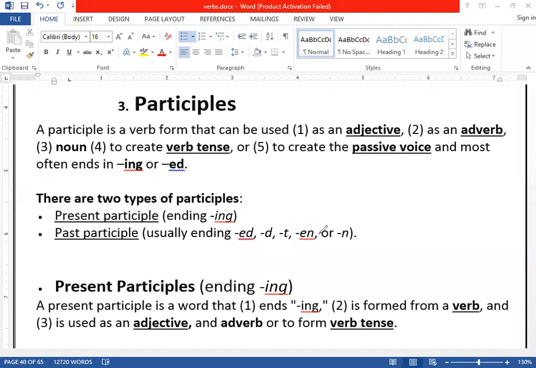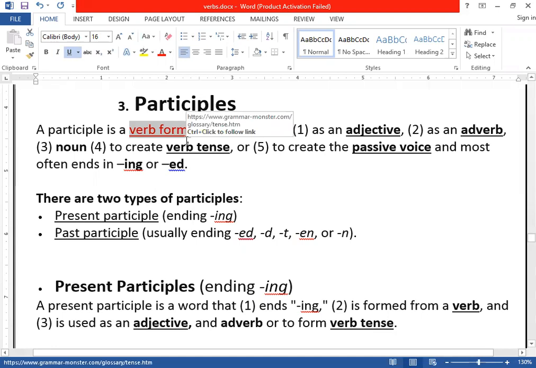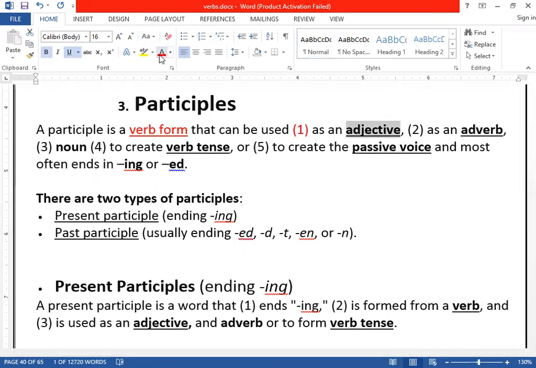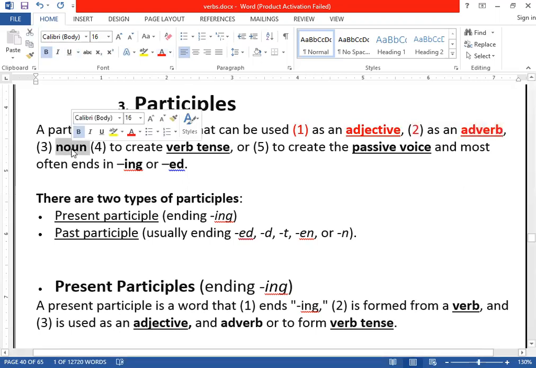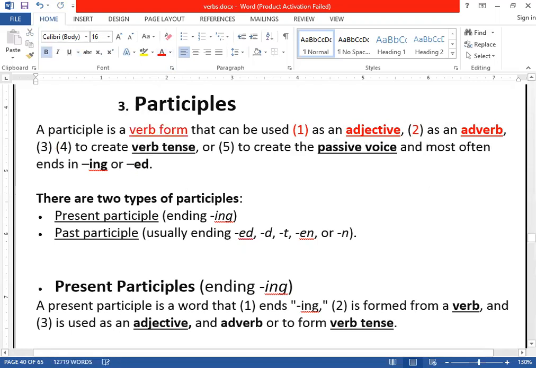Now, let's study about participles. A participle is a verb form. Participle itself is a verb, clear? It's because non-finite is a verb and participles are a type of non-finite verbs. So it's a verb that can be used, number one, as an adjective. Number two, participles can be used as an adverb, clear? Noun cannot be, because that is in gerund and infinitive, clear?